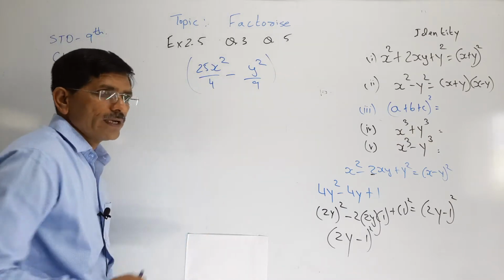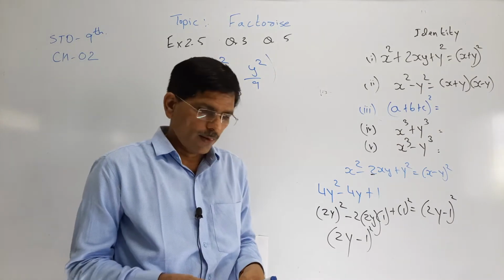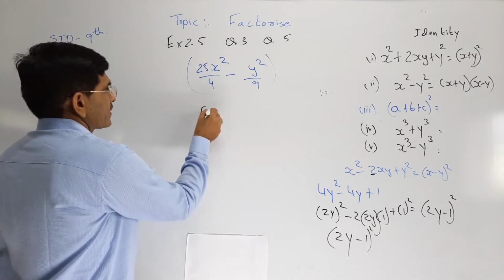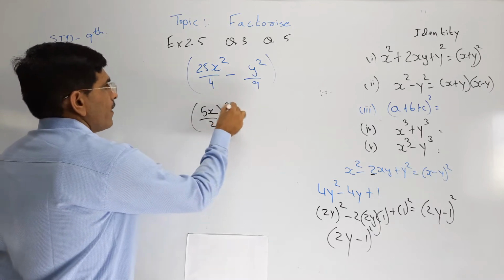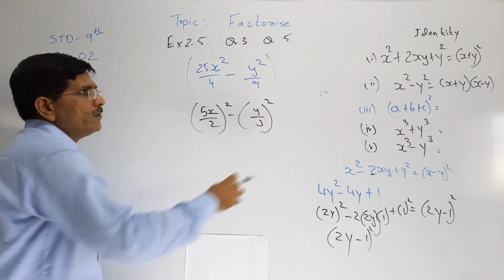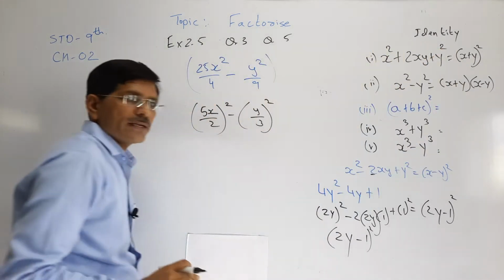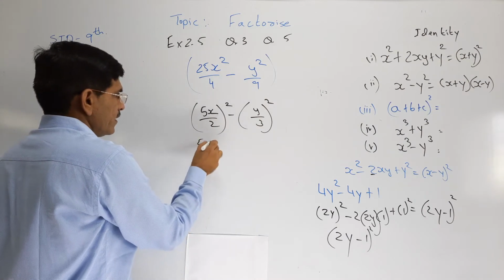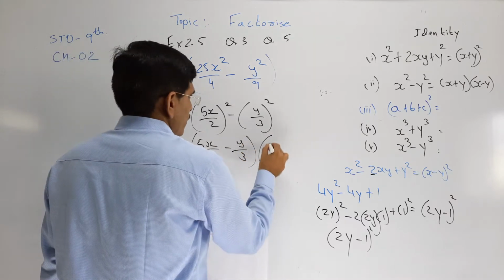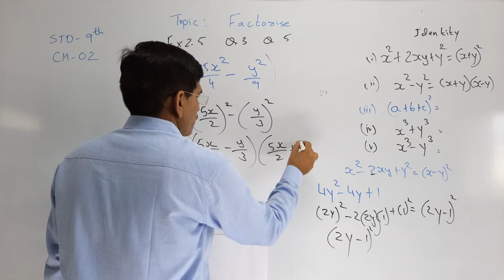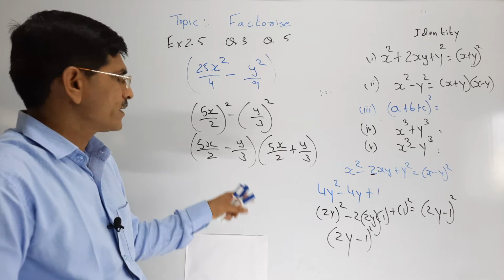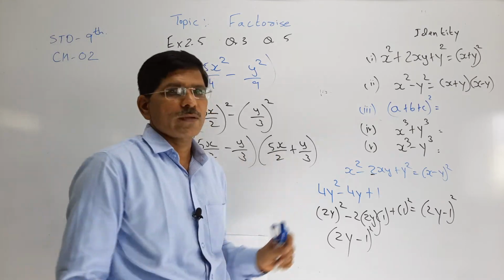So, here 25 is the square of 5, 4 is the square of 2. So, 5x upon 2 whole square minus y upon 3 whole square. Now, (x plus y)(x minus y). So, 5x upon 2 minus y by 3 in the first bracket, in the second bracket 5x upon 2 plus y by 3.